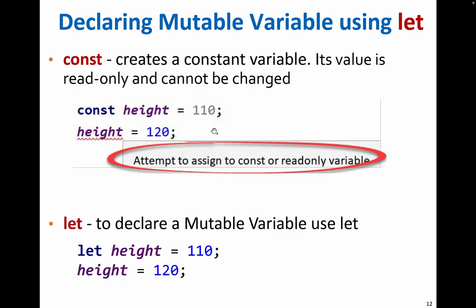And what is let? Well, let is basically to define variables when you want to change their value. So when you define a variable with the const keyword, it becomes constant. So whenever you are trying to change it, you'll get an error. But if you say let, then you will be able to change its value. So you can translate this statement into English like let height be 110, so that then you can change it to some other values.